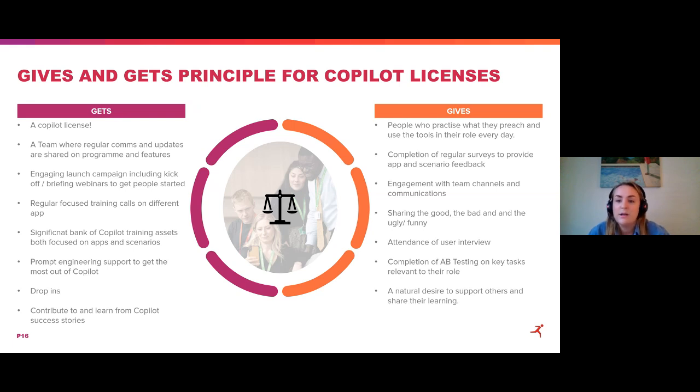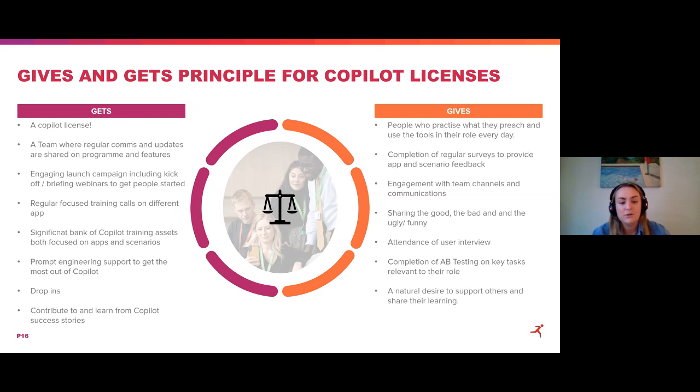So we need people who are going to use the tools in their role every day. We also need them to complete and share feedback with us. And that's going to take the form of various ways. That will be survey-based, A/B testing-based. We need them to be people who are going to give up some of their time to provide that feedback, to give us the insight we need to put a recommendation to move forward.